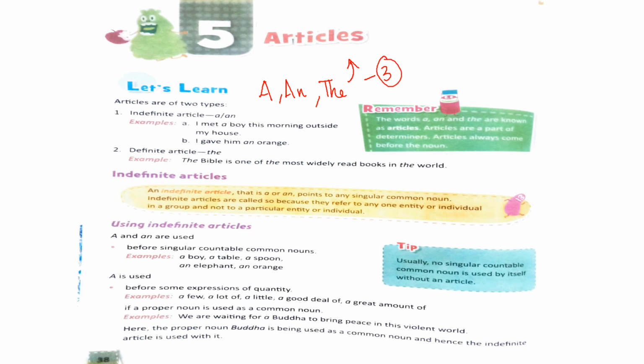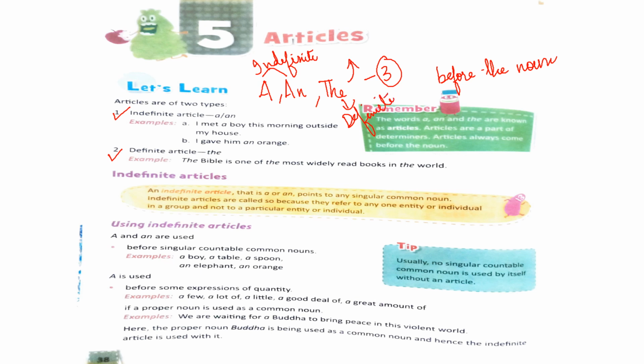Articles are always placed before the noun. They always come before the noun. Now there can be two types of articles. One is indefinite article, the second one is definite article. Under indefinite article comes a and an. These two are indefinite articles. And under definite article comes the. The is definite article. Okay.